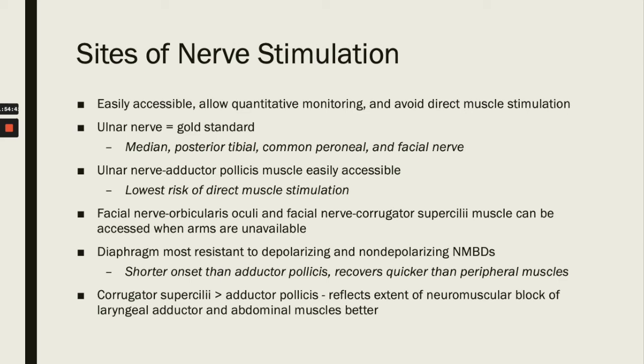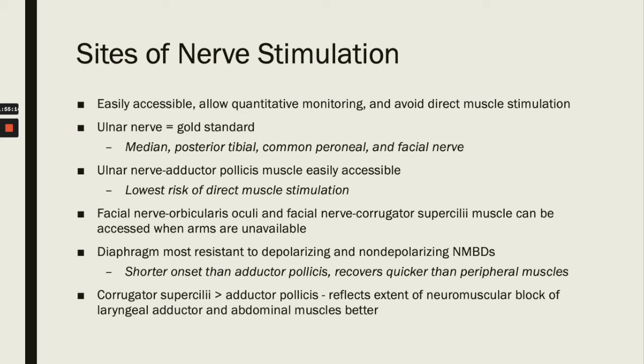Now, the facial nerve, orbicularis oculi, and facial nerve, corrugator supercilii muscle can be assessed easily also when the arms are unavailable. With the ulnar nerve, you'll see some adduction when it's stimulated, and then with the orbicularis oculi, you would see eyelid closure, and with the corrugator supercilii, you would see wrinkling of the brow.